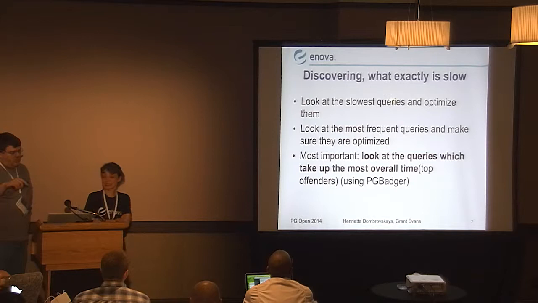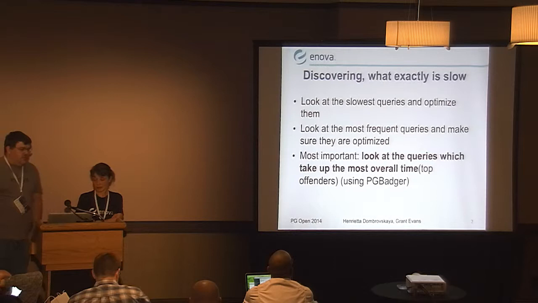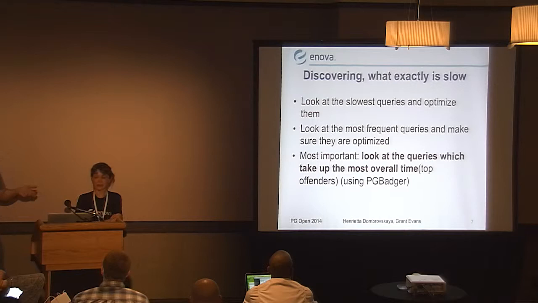And a lot of times these are already fast, they're just run a lot. So we look for things that are fast but run a lot, or are slow, and we make them fast. And then the last set, which tends to be the hardest to get rid of, are the queries which take up the most overall time. So if you have a 1 minute query and it runs 10,000 times a day, that's bad, right? A 1 minute query, okay, I could buy that, but not when it runs 10,000 times a day.